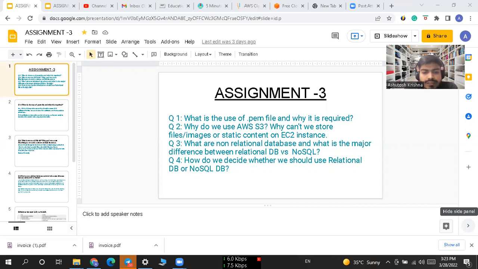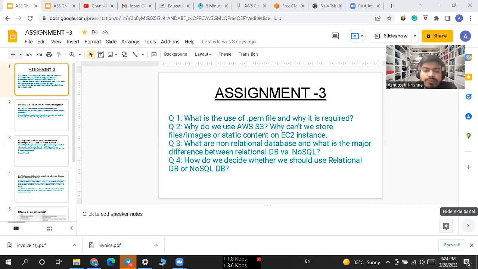So the fourth question is how do we decide whether we should use relational database or NoSQL database? We can use relational database where we need data consistency, integrity, atomicity, and these kinds of things. Means where our data is structured, where we cannot miss the data, or the data is large and the calculation is large. In that manner, we can use tables and columns, and we can use relational database like in banking systems or any government sector. Like this, we can use relational database.